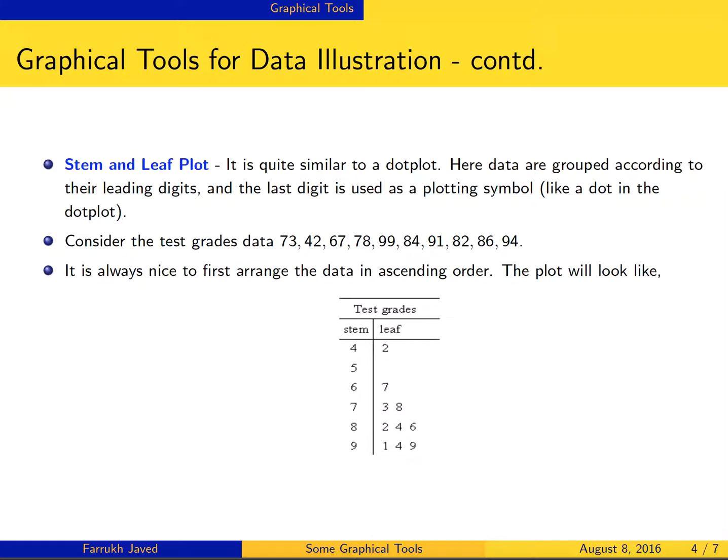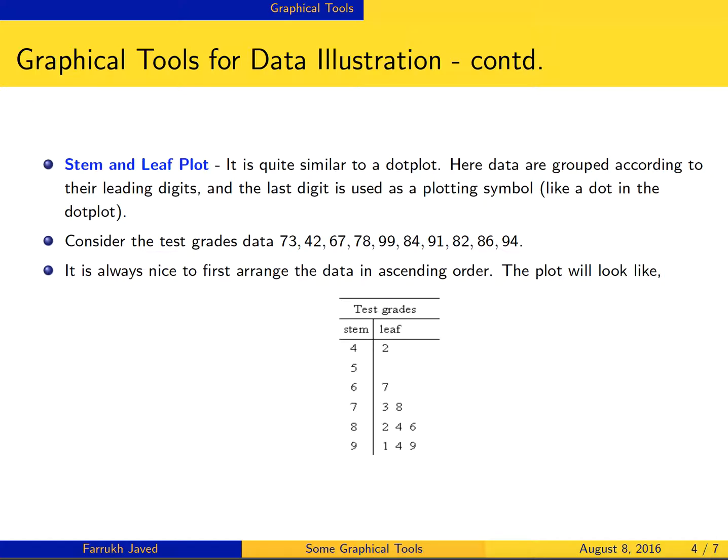So for instance, if you have data like 73, 42, 67, 78, 99, 84, 91, 82, 86, and 94, the leading digits are 7, 4, 6, 9, 8. These are the leading digits: 4, 5, 6, 7, 8, 9. I have put them in ascending order.